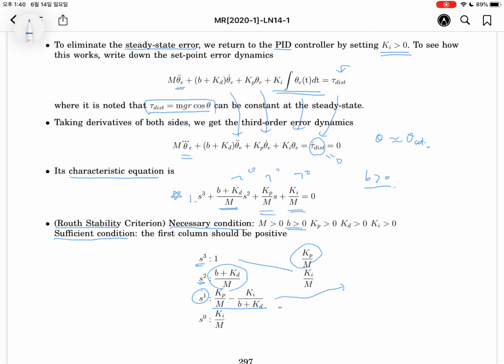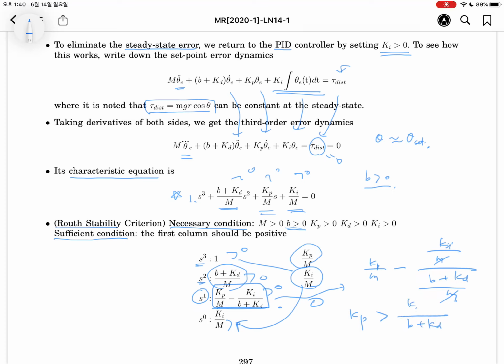This element can be obtained as Kp over m minus Ki over m over b plus Kd over m. So these cancel out each other. Then we can get this equation. This is a 0, so this part is up here again. So first the column should be positive to guarantee the stability. But we know that every element is positive, so we just check this equation. Kp is larger than (b plus Kd) Ki over m.